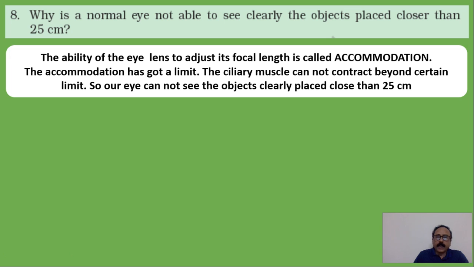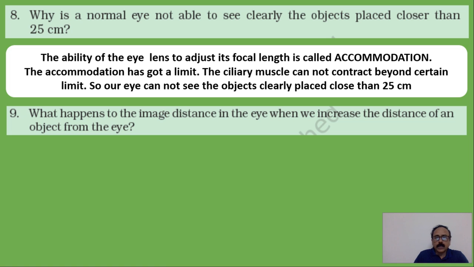The ability of the eye lens to adjust its focal length is called accommodation. That's what we have studied. The accommodation has a limit. The ciliary muscles cannot contract beyond a certain limit, so our eyes cannot see clearly the objects placed very close to the eye, before 25 cm from the eye.